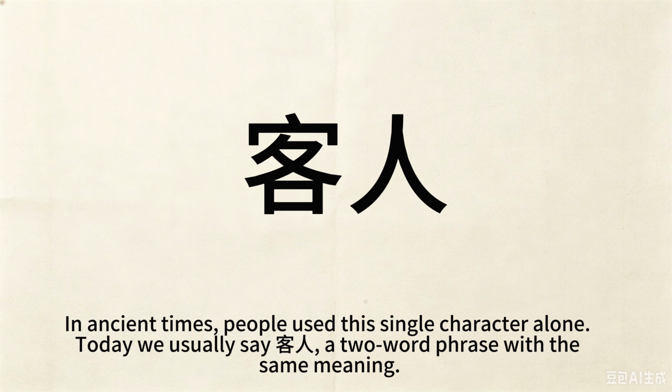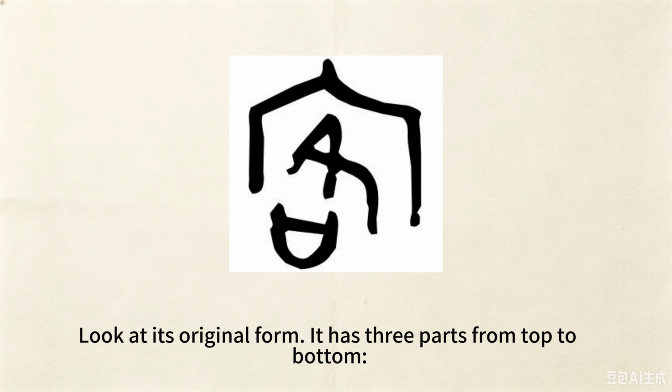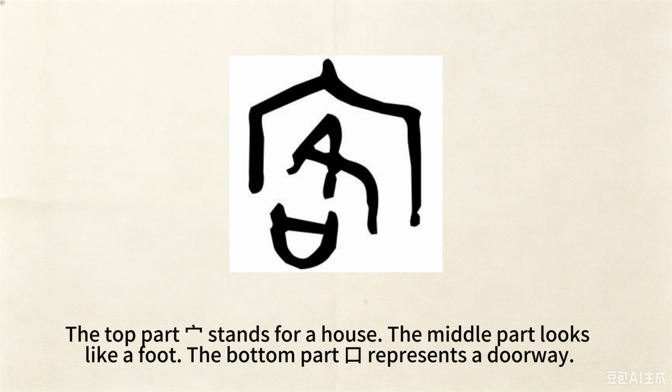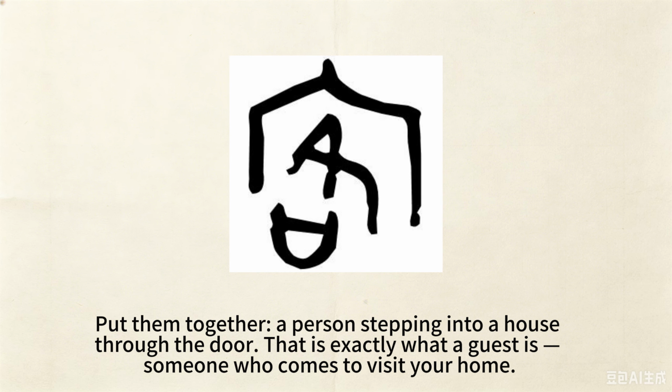In ancient times, people used this single character alone. Today we usually say 客人, a two-character phrase with the same meaning. Look at its original form. It has three parts from top to bottom. The top part, 宀, stands for a house. The middle part looks like a foot. The bottom part, 口, represents a doorway. Put them together, a person stepping into a house through the door. That is exactly what a guest is, someone who comes to visit your home.